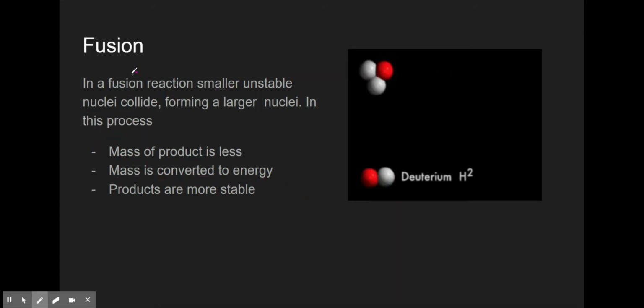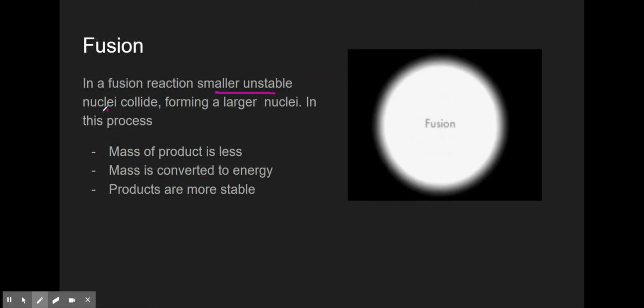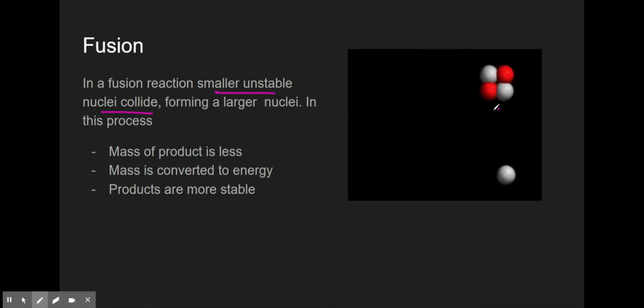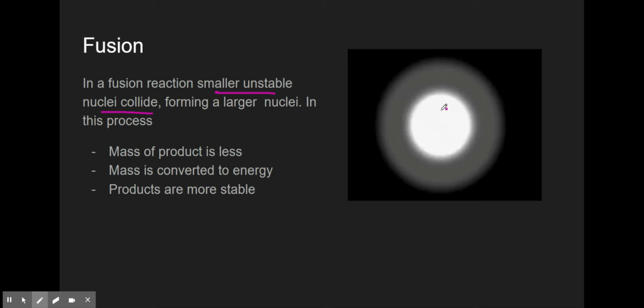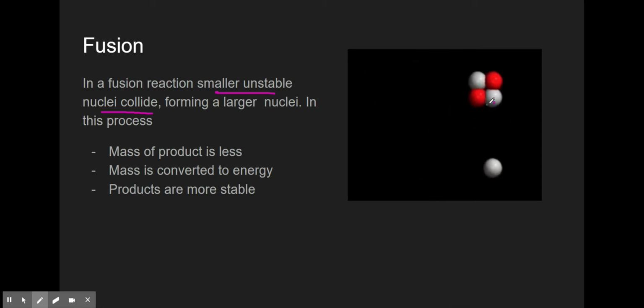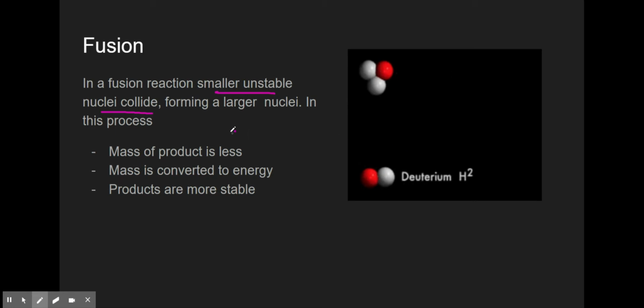Now, in a fusion reaction, smaller unstable nuclei collide, forming a larger nuclei, as you can see in the animation here. So we have two forms of hydrogen, I guess, tritium and deuterium. They slam together, and as a result, we produce a larger nucleus, that helium nucleus that moves off. And again, there is this little byproduct, this neutron that also moves off in some other direction.